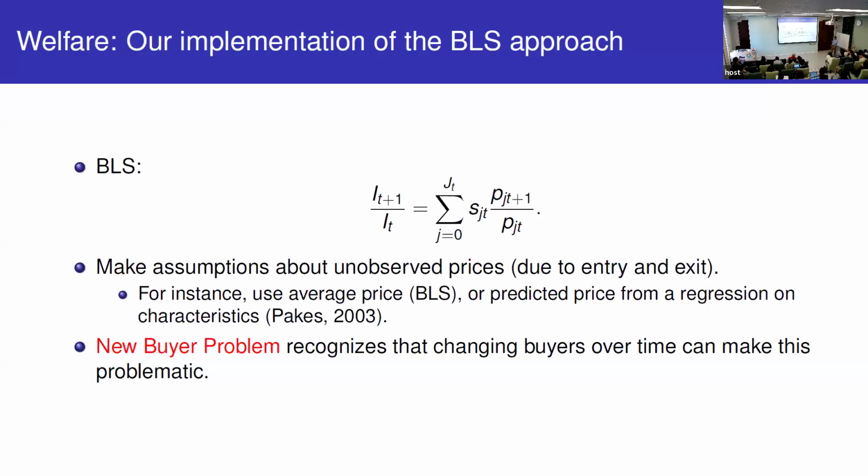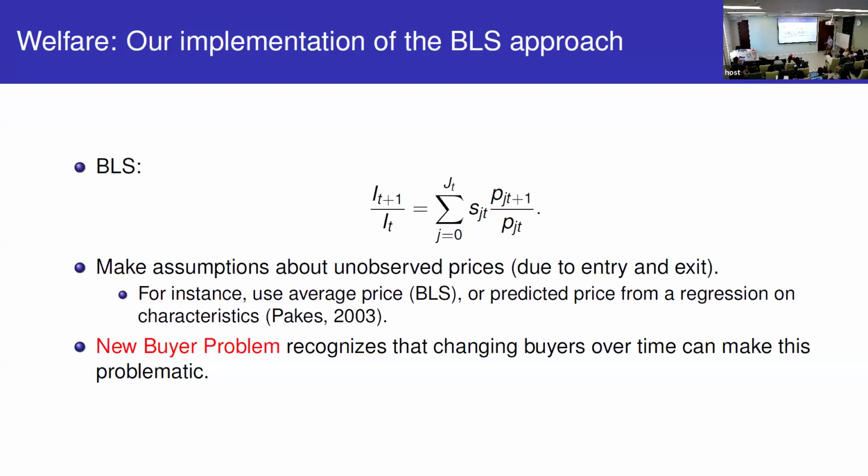Okay, so the last thing we try to do in this paper is talk about the new buyer problem. In the price index literature, there's been a lot of writing about the new good problem. Price indices, like the cost of living index, are really important because many labor contracts and Social Security payments are tied to them. So how do you construct a price index? You compare prices this period and next period and weight by market shares. That's how the Bureau of Labor Statistics computes price indices.